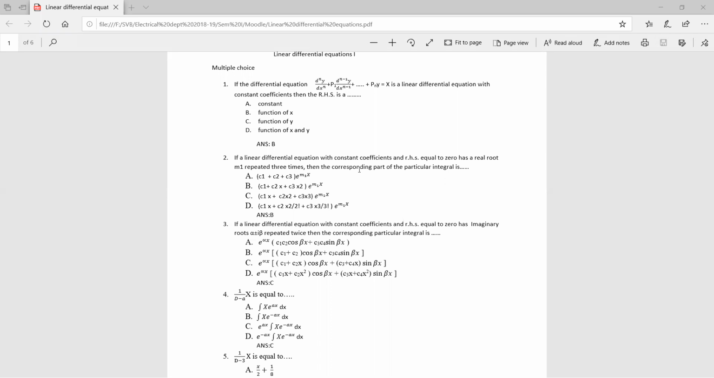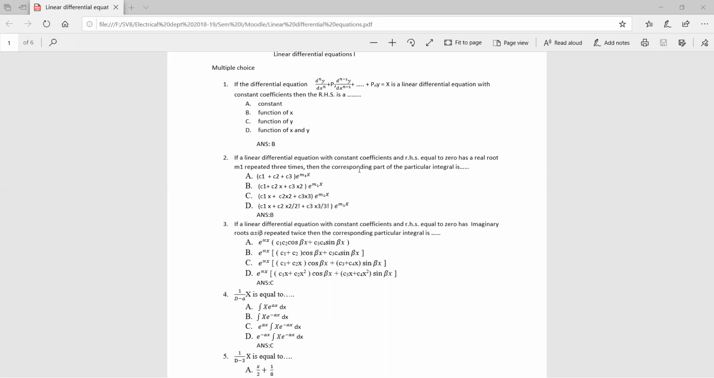First, recall what we have done in that topic. We have seen how to find a solution of a linear differential equation with constant coefficient. Its solution is given by complementary function plus particular integral. There are 4 cases related to the complementary function. Case 1, if roots are real and distinct. Case 2, if roots are real and repeated. Case 3, if roots are imaginary and distinct. Case 4, roots are imaginary and repeated. At that time, we saw how to find a complementary function.